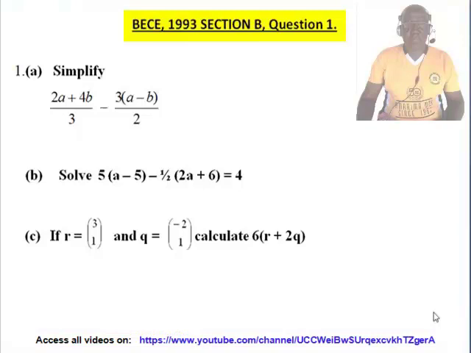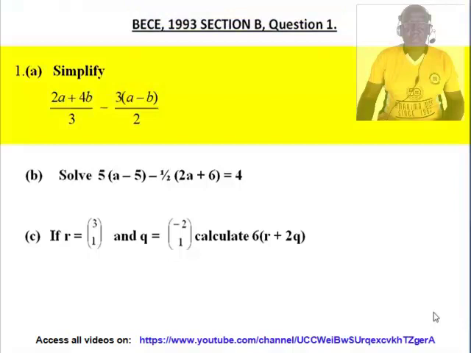BECE 1993, Section B, Question 1. 1a. Simplify (2a + 4b)/3 − 3 × (a − b)/2.